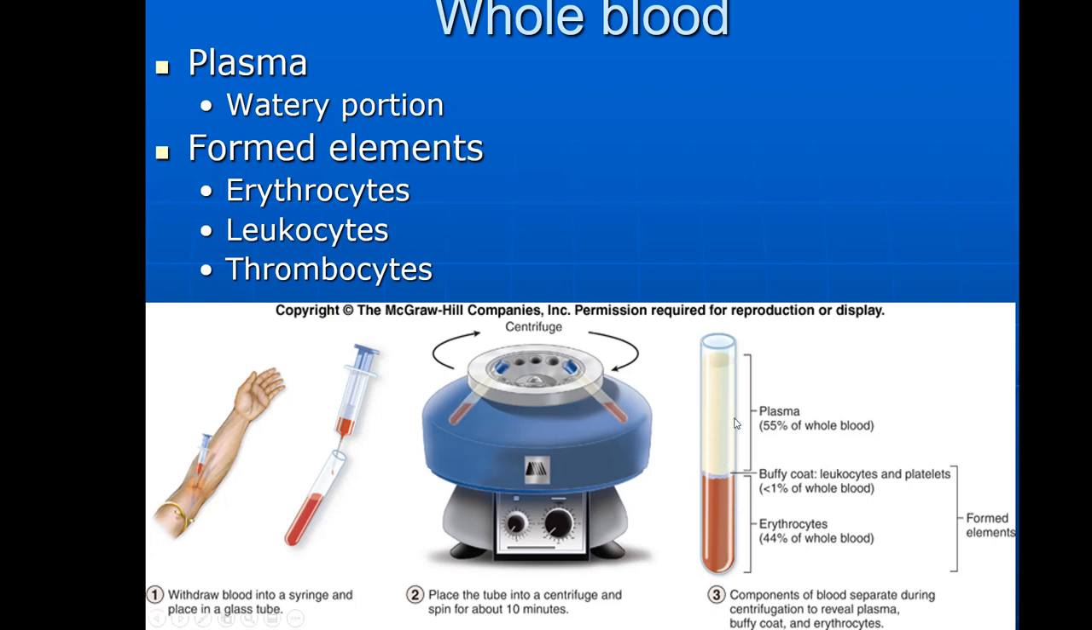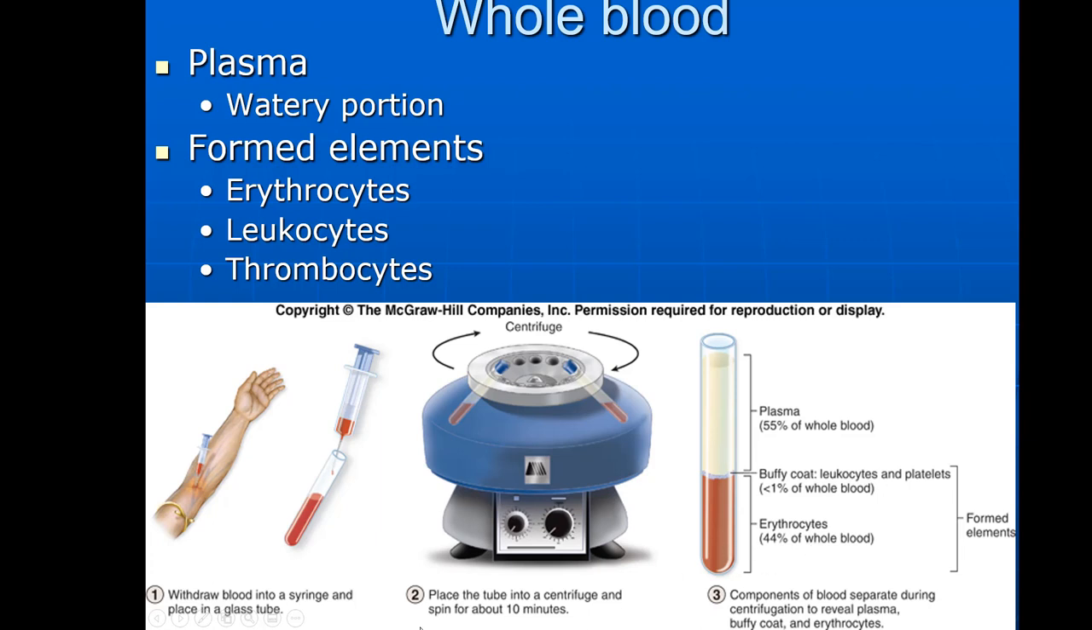and you can see that here in yellowish white. And then everything else are the cells. The cells are called formed elements, and there's three types. There's erythrocytes, which are also called red blood cells. There's leukocytes, which are also called white blood cells. And there's thrombocytes, which are also called platelets. And we'll discuss each of their functions in the upcoming lecture.